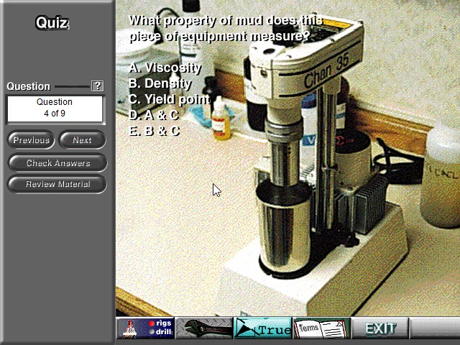What property of mud does this piece of equipment measure? A. Viscosity. B. Density. C. Yield point. D. A and C. E. B and C. Nice work! The fan VG meter measures both mud viscosity and yield point. Combined with a timer, it can also measure the gel strength of the mud.